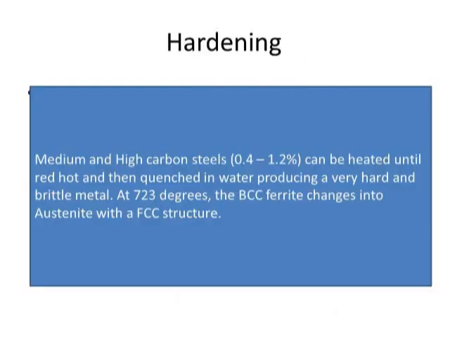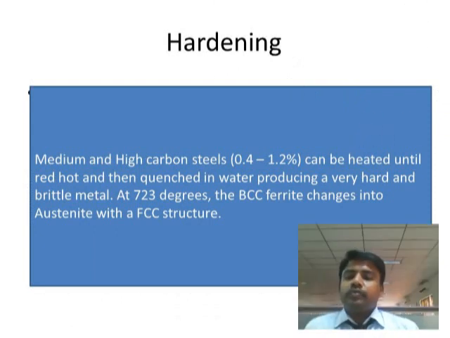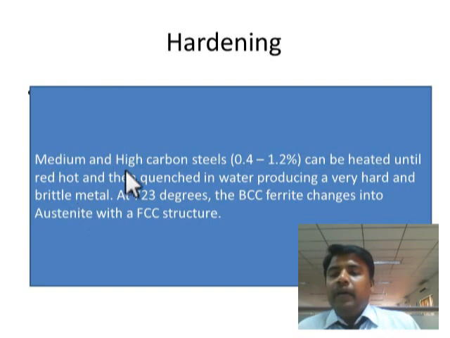This is a very, very important hardening process. Hardening is another important heat treatment process. Why do we have to go for the hardening process? The hardening process improves the hardness of the metal. Here you can see medium and high carbon steel, above 0.4 to 1.2% of carbon, can be heated until red hot and then quenched in water, producing a very hard and brittle material at 723 Celsius.